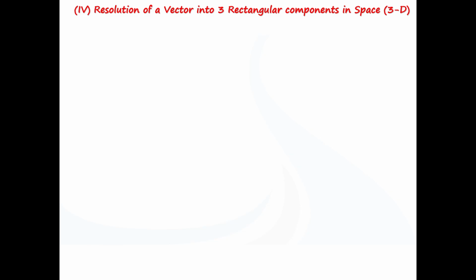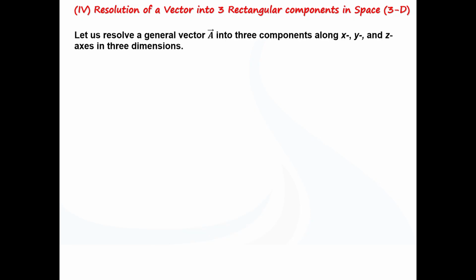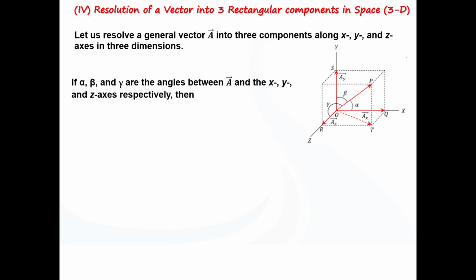Now, resolution of a vector into three rectangular components in space. Let us resolve a vector A into three components along x, y and z axis. Consider alpha, beta and gamma as the angles between vector A and x, y and z axis respectively.